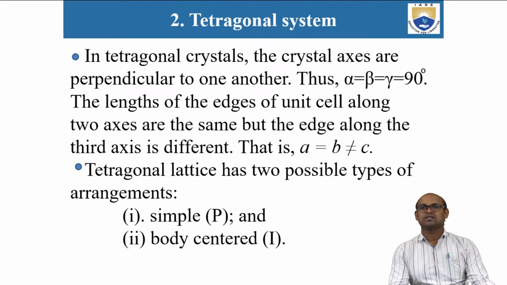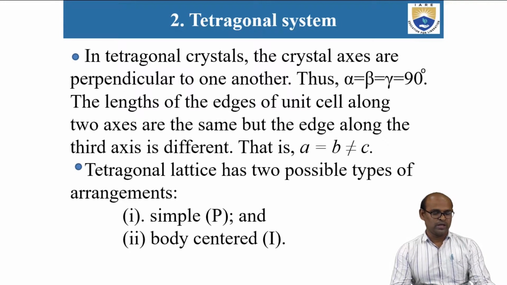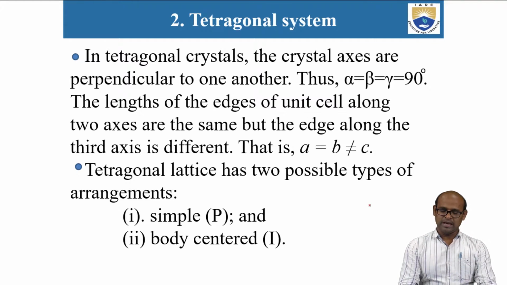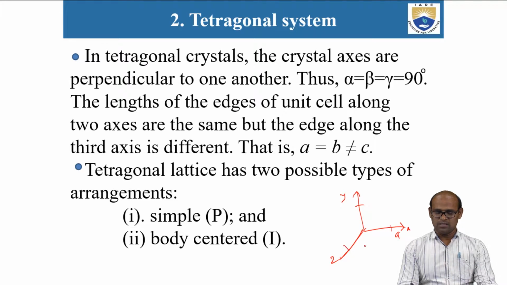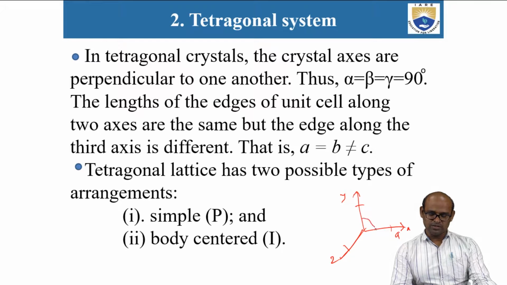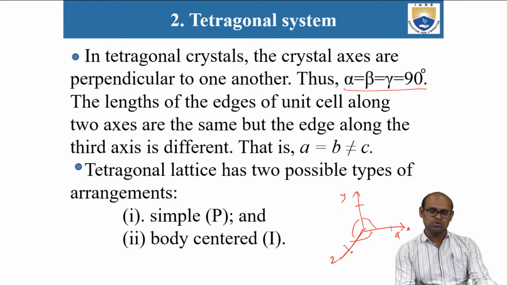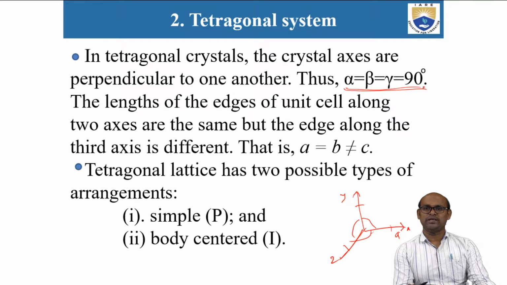Now coming to the second crystal system, which is called the tetragonal crystal system. So the first one is the cubic crystal system, and the second one is the tetragonal crystal system. In tetragonal crystals, the crystal axes are perpendicular to one another. So all 3 axes of this tetragonal crystal are perpendicular to each other. So this is the x, y, z axes, and the axial lengths are a, b, c. So alpha, beta, gamma is equal to 90 degrees. All these crystal axes are perpendicular to each other, so the angles between them are equal to 90 degrees.